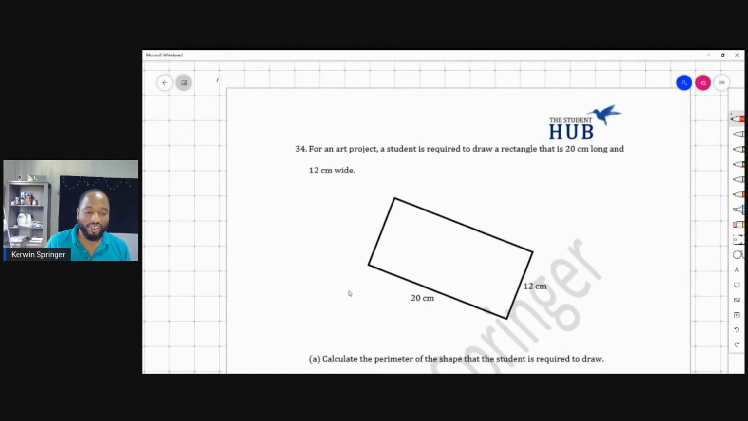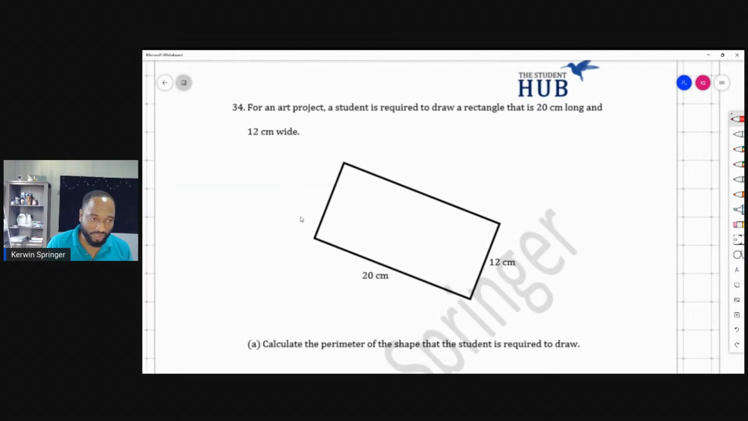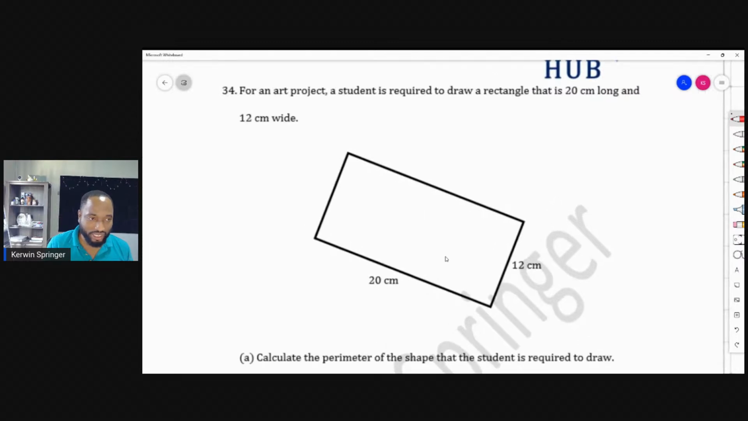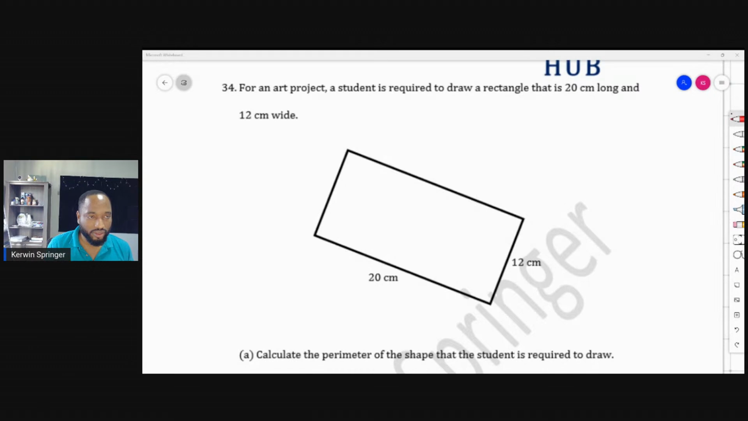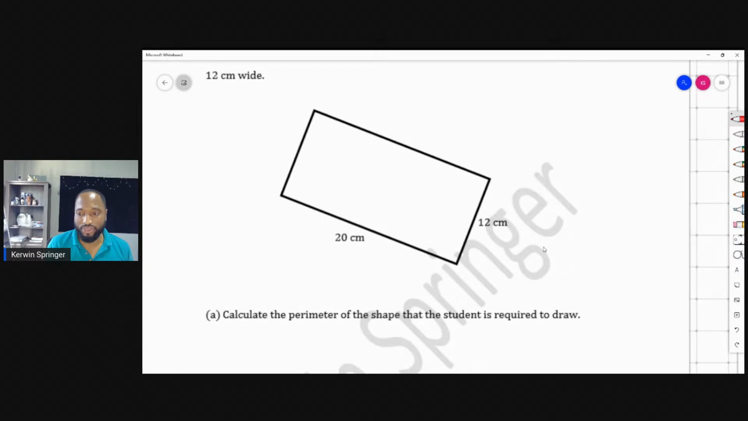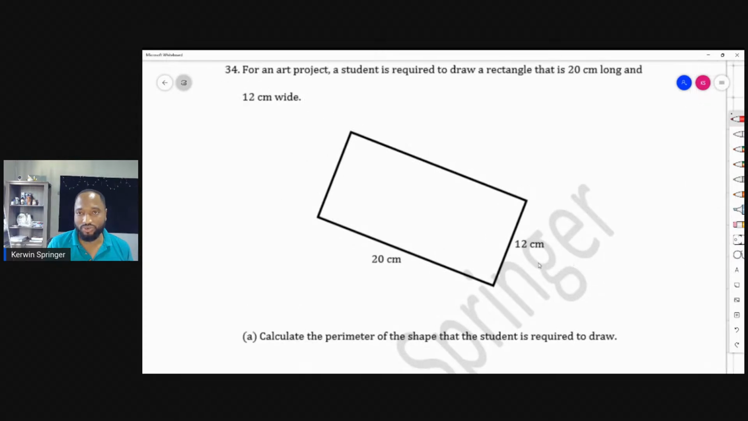Yeah, they press like. For an art project, a student is required to draw a rectangle that is 20 centimeters long and 12 centimeters wide. All right. I wonder why they draw it sideways. So calculate the perimeter of the shape that the student is required to draw. So 12, 20. So 20, 20, 12, 12. We can literally add it up without even thinking about formula. So 64 centimeters.